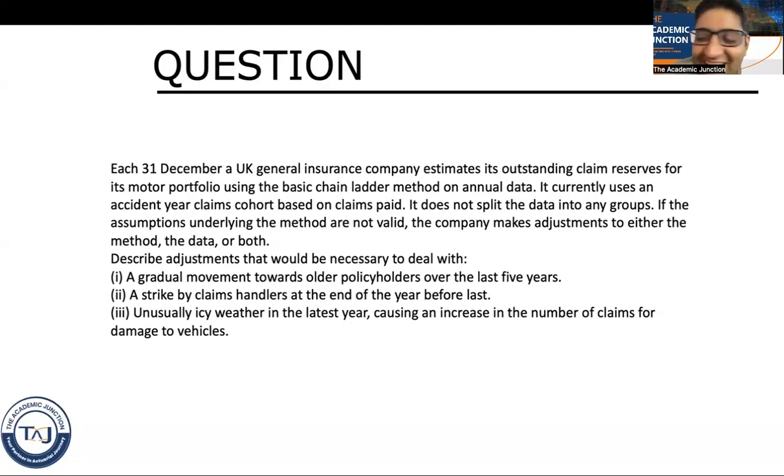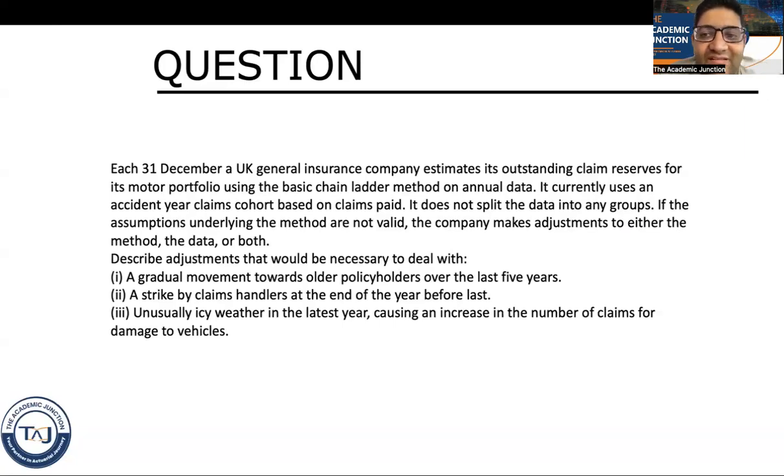Okay, let's go back. Second question. Strike by claims handler at the end of the year before last. What happens now? What would have happened is my claims reported would have been delayed, will show with a delay of 1 year, because we are using annual cohort. Which is not the real pattern.